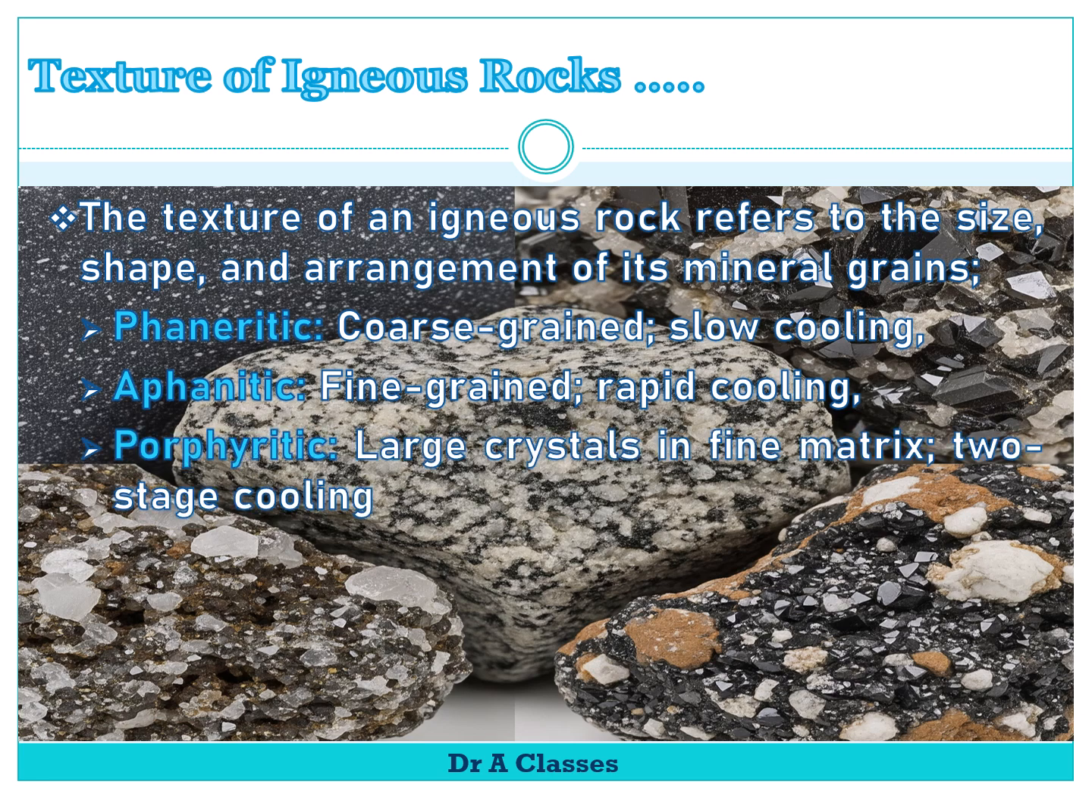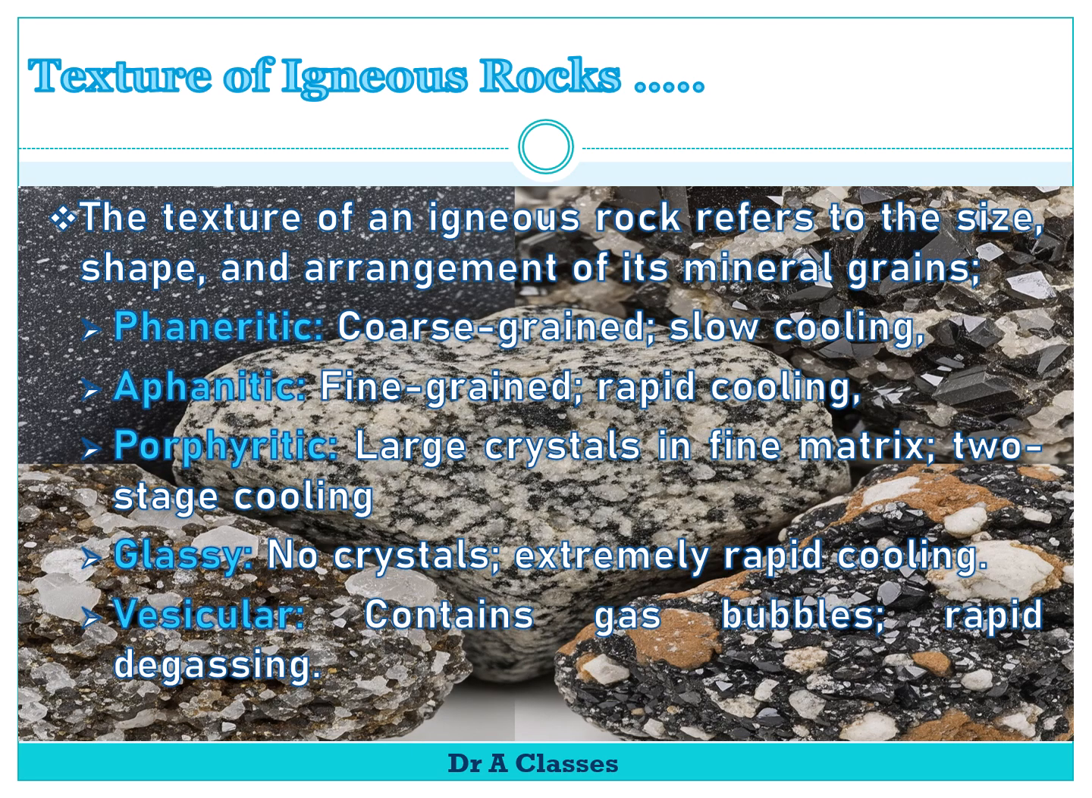Porphyritic texture reveals a two-stage cooling process. Initial slow cooling forms large crystals, phenocrysts, followed by rapid cooling that forms a fine-grained groundmass. Glassy textures occur when lava cools so rapidly that no crystals form at all. Obsidian is a good example. Vesicular textures are formed when gases escape rapidly during lava cooling, leaving gas bubbles, cavities, as seen in pumice or scoria.